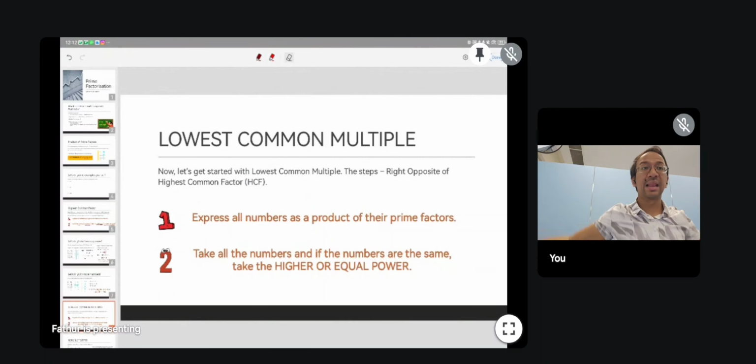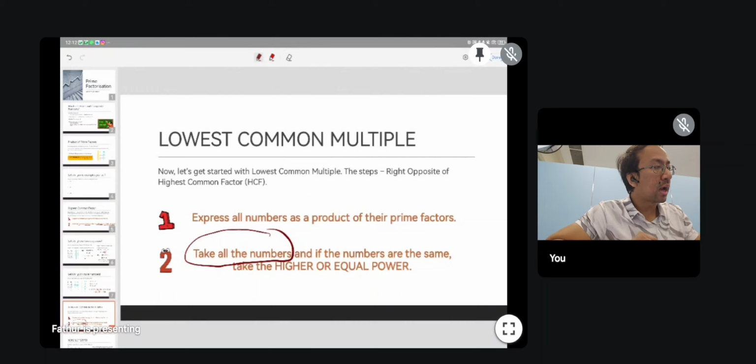Lowest common multiple. This is the complete opposite of highest common factor. Remember, for highest common factor, you have two steps. First step, express all numbers as a product of their prime factors, which is the same as the lowest common multiple. The second step, instead of taking the common numbers only, you take all the numbers available. But for the common numbers, you take the higher or equal power.